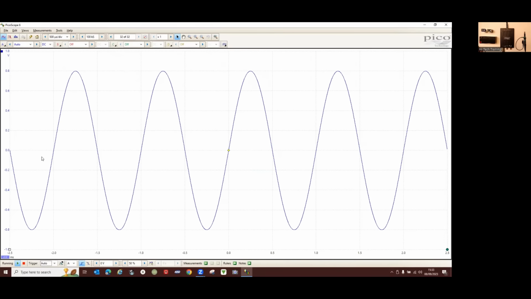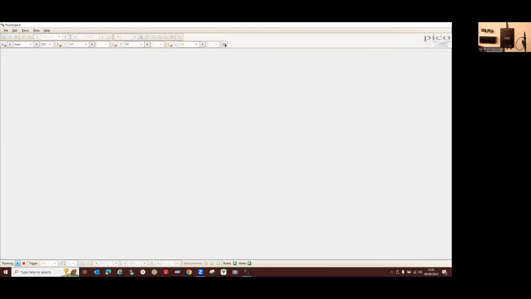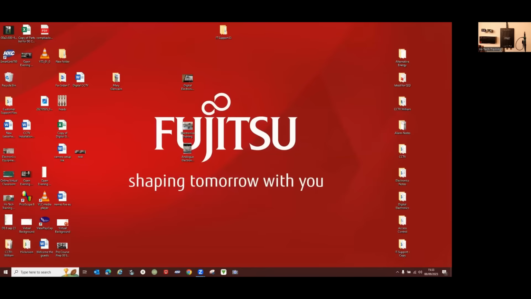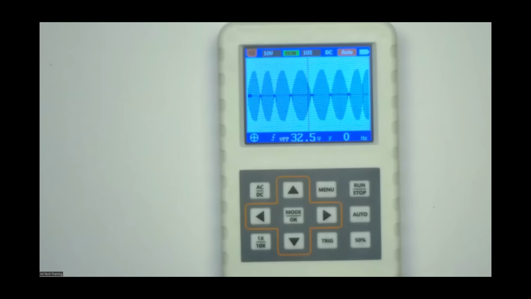So we've got a fairly beautiful sine wave running up and down for us. Okay, so we also have that. We'll just jump back for a second now. We also have that on the other scope that we have, a standard small portable scope.